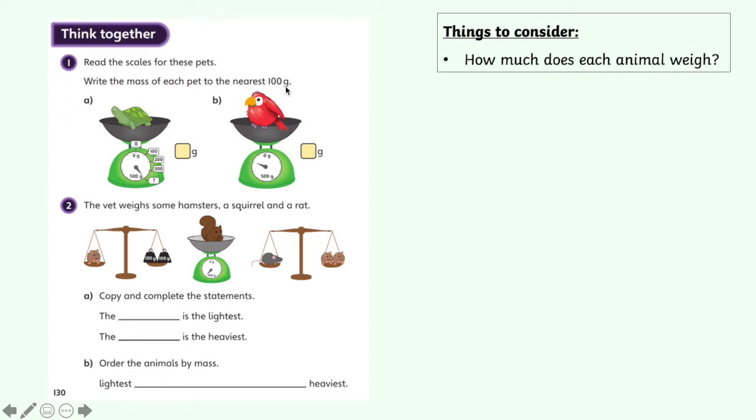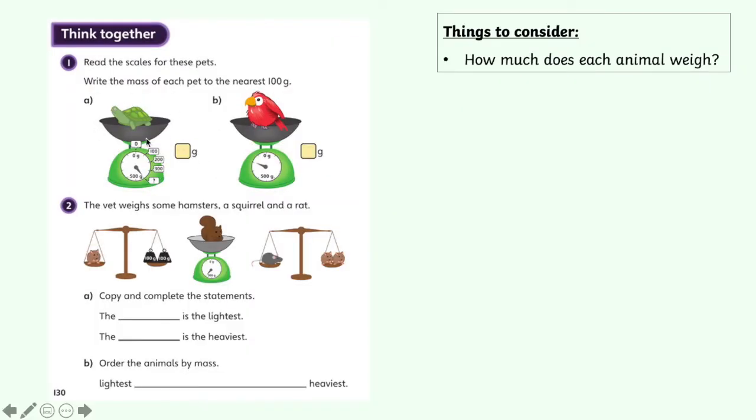So even if the arrow is not pointing exactly at one of the jumps of 100, we're going to go for the nearest one. So have a think about these two pets here, count round, see how much the tortoise weighs and see how much the bird weighs. So click pause and have a go at that now. Let's have a think about question 1 then.